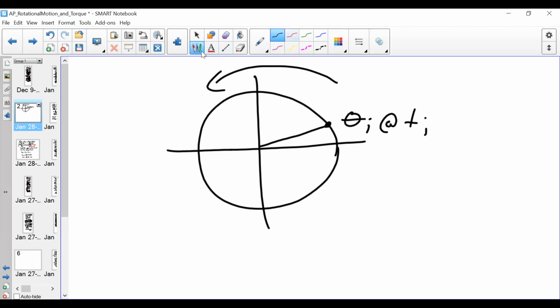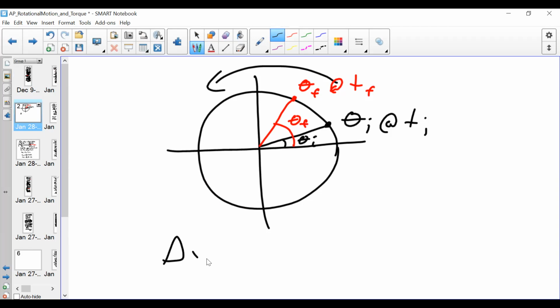And then at some time later, the particle is at theta final at t final. And so thus, we're not going to be talking about linear displacement in a straight line or a vertical line. We're going to talk about angular displacement around the circle. So this is going to be theta initial here, and this here will be theta final.